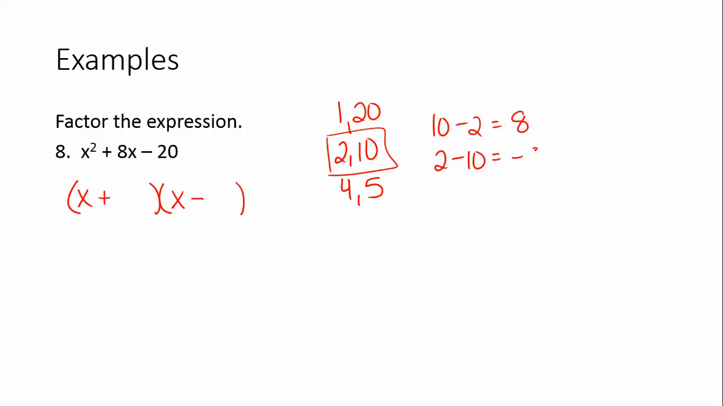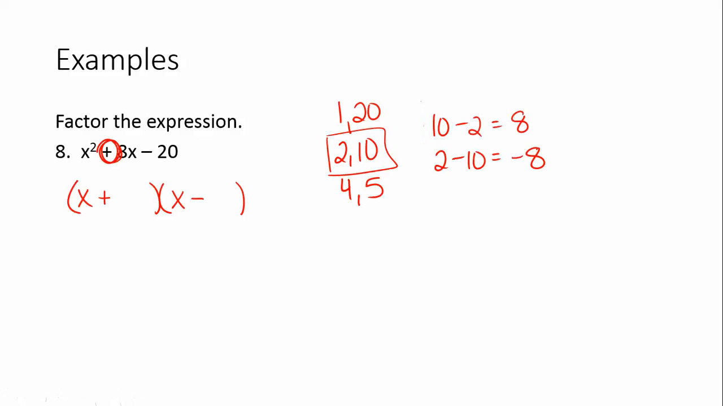Well, which one do we want? You should be looking here and seeing that you want a positive 8. So this 10 and negative 2 is what we want. That means the 10 needs to be positive and the 2 needs to be negative.